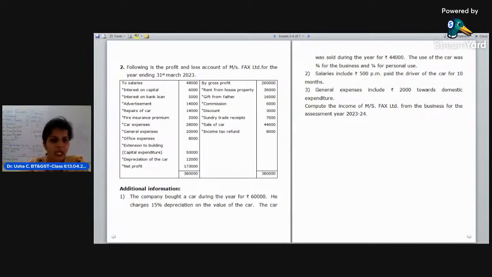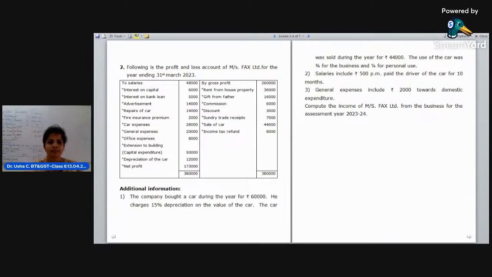Got it? Okay, now let us look into the credit side of the profit and loss account. In the credit side, they have given rent from house property, 36,000. Is it business income? Definitely not. Correct? It is non-business income. We have to deduct it, because we have to deduct that amount from the net profit, since it has been added. House property income is not a business income, but it is added to the profit and loss account. Credited means it is added to the profit and loss account, but we have to deduct it.